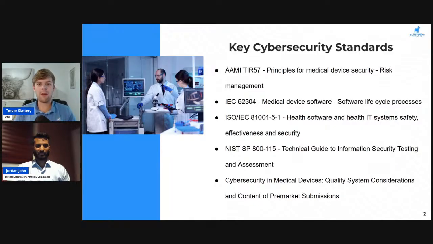First, we're going to look at AAMI TIR57, the Principles for Medical Device Security Risk Management. This is closely tied into safety risk management for ISO 14971. They have a lot of points for intersection where we're evaluating the combination of safety and security risk, which is a natural evolution just due to the fact that these are medical devices where there is always going to be a little bit of that cross section.